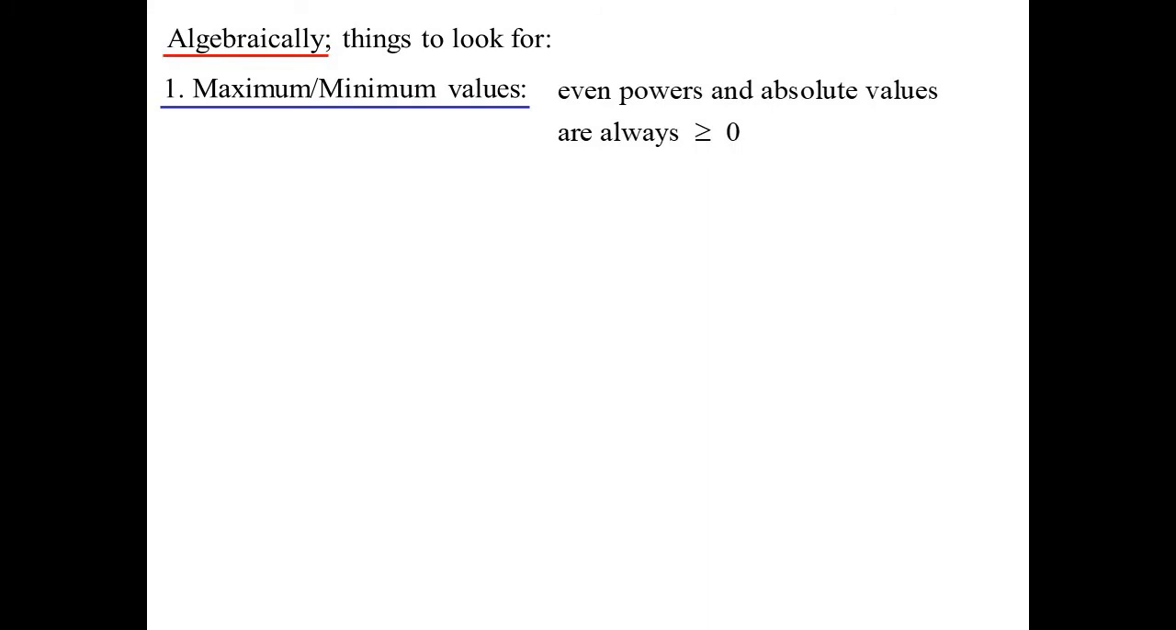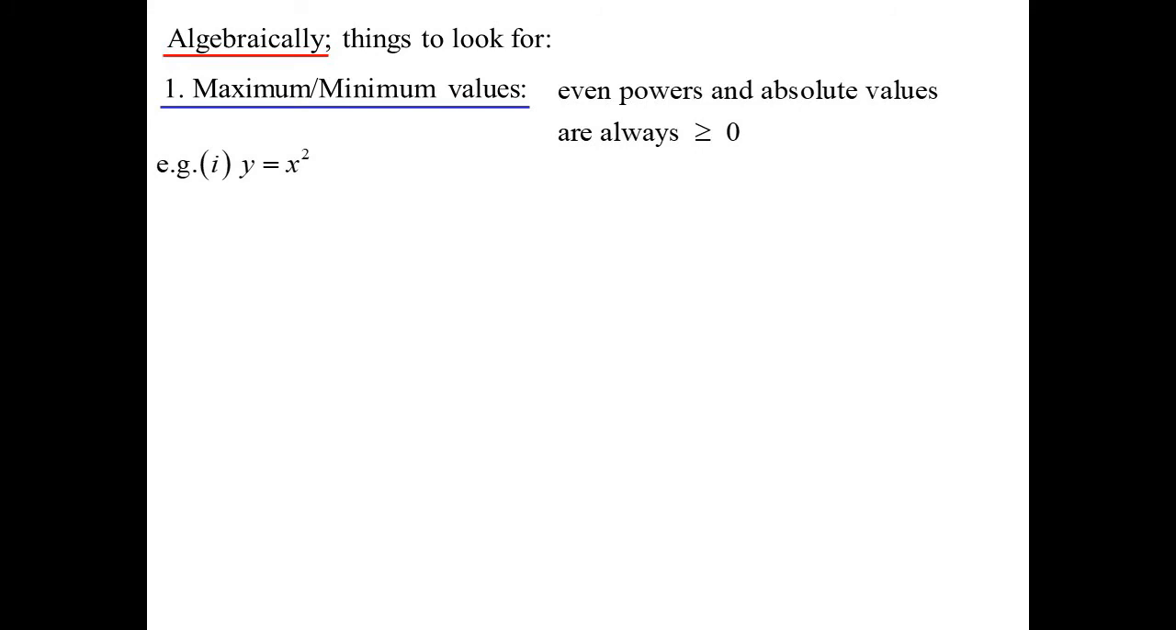But again, we don't know what the picture looks like. So what are the things that we look for? Maximum, minimum values. You see even powers, absolute values, things like that, we know they always have to be positive. And so that can give us a clue as to how high or how low the function might go. So y equals x squared.